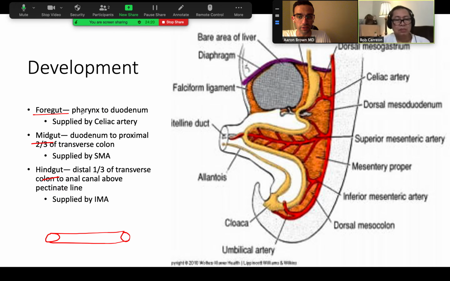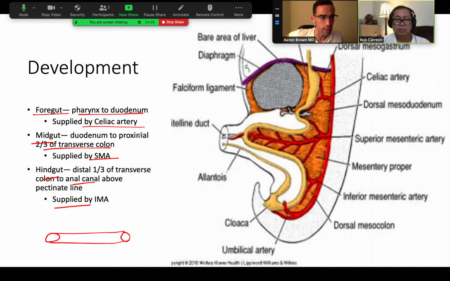The foregut is everything from our pharynx to our duodenum. And you'll see that, as we move into the GI, that's all supplied by the celiac artery coming down here, providing to the greater curvature of the stomach, and all the way up to the first part of the duodenum. Second and third parts of the duodenum, all the way to 2/3 of the transverse colon, is supplied by the SMA, and the hindgut supplies the distal 1/3 of the transverse colon to the anal canal above the pectinate line. That's the IMA.